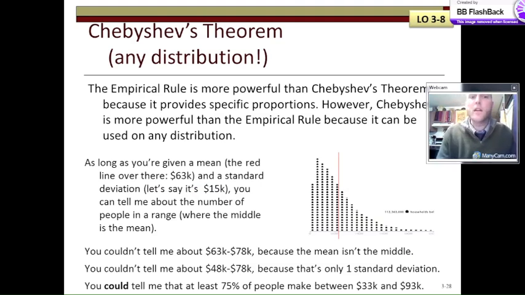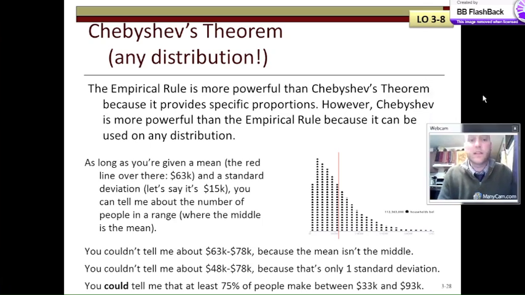So in some regard, the empirical rule is more powerful than Chebyshev's theorem because it provides specific proportions, exactly 68, 95, 99.7. However, Chebyshev's theorem is more powerful in some regard because it can be used on any distribution. As long as you're given a mean and some standard deviation, you can tell me about the number of people within a particular range. If you recognize this data, this is that household income data from hours ago. What I'm now going to do is go through a series of different ranges to help you understand how Chebyshev's theorem can be used here.